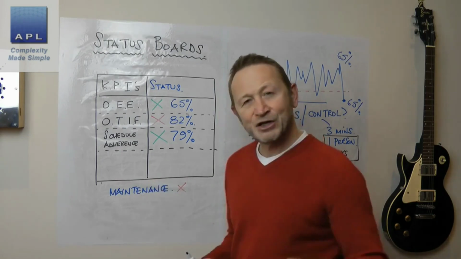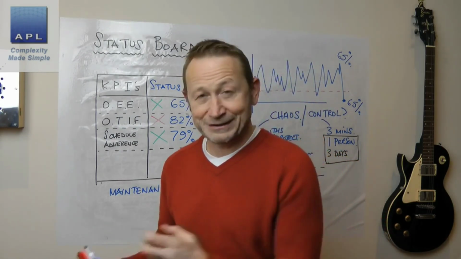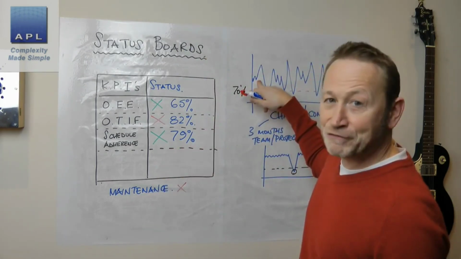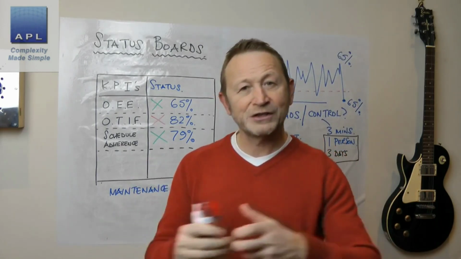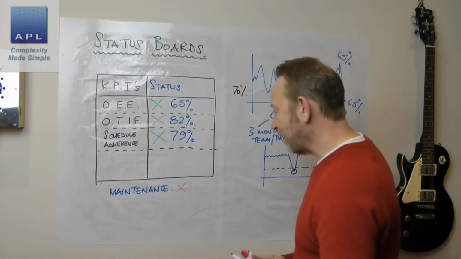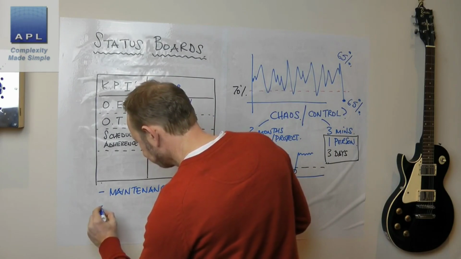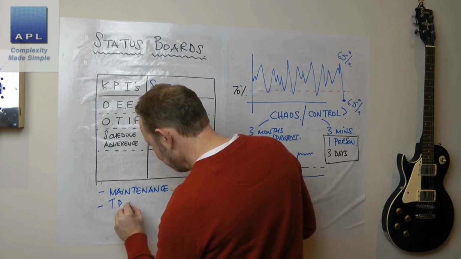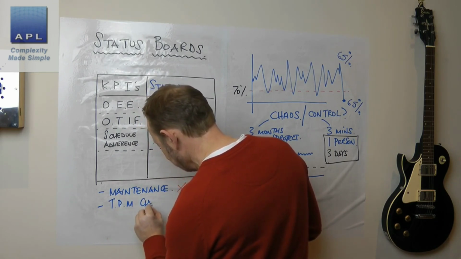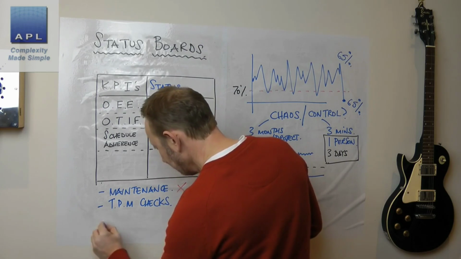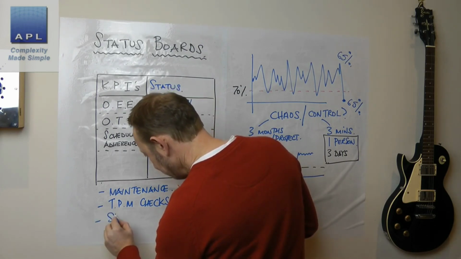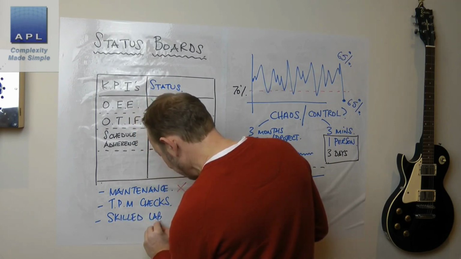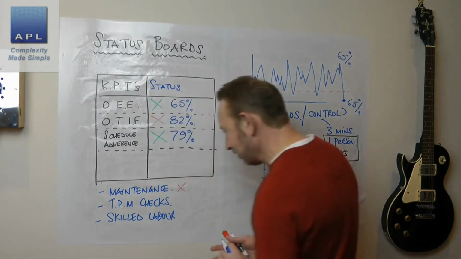It's literally saying you have a status which is red and it needs to go green. That there is no intermediate value, there's no different values like there is up here. It's either right or it's wrong. What else might you have on here? So you might have, has the maintenance been done? Let's have a think. Have the TPM checks been done? Do you have all your skilled or trained labour in today? Yes or no?